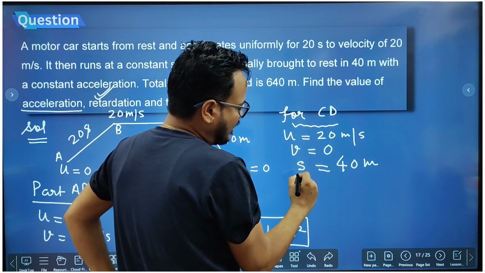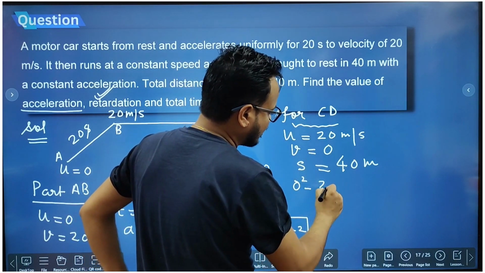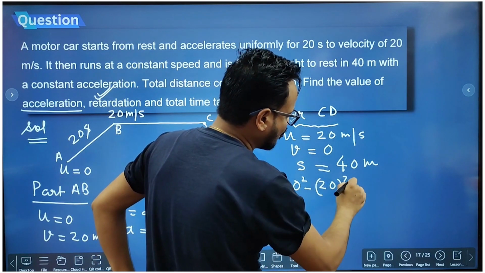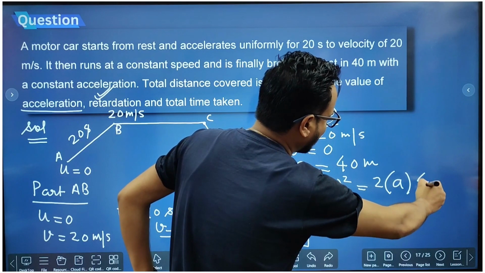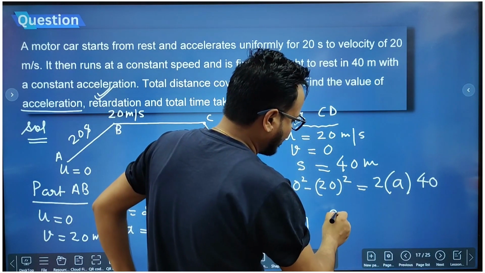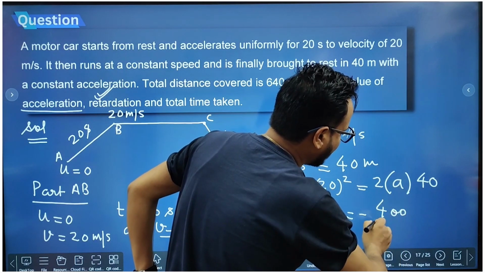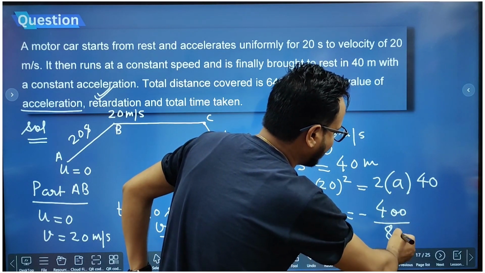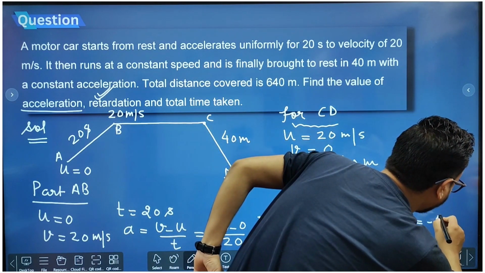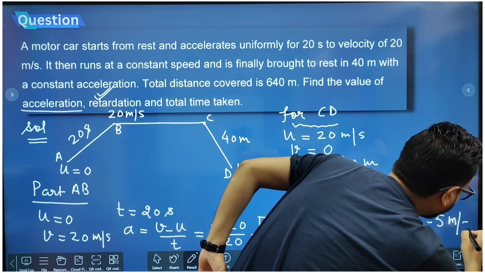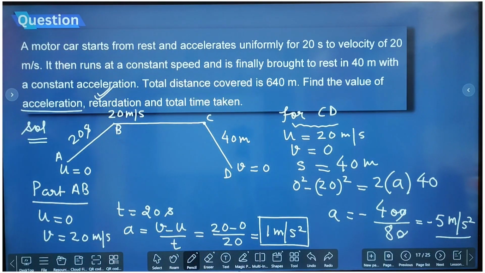Now we have to find the retardation, so we can use the third equation, v square minus u square equal to 2as. So a is what? It is minus 400 divided by 80, which is minus 5 meter per second square, and that is retardation, right?